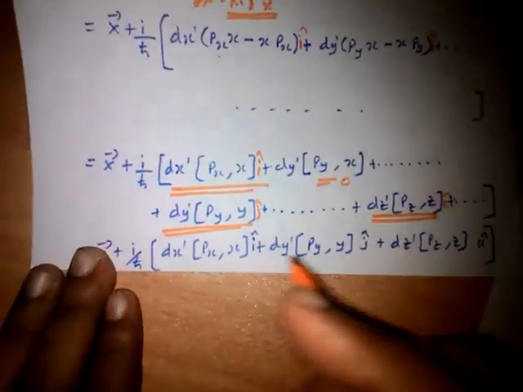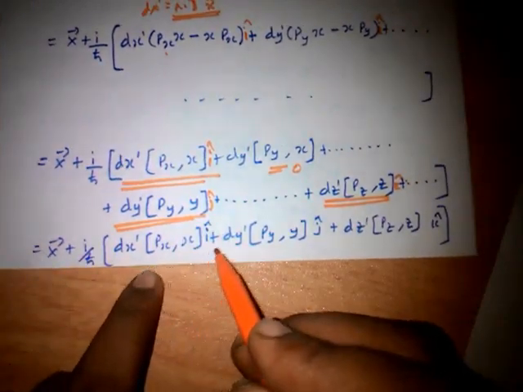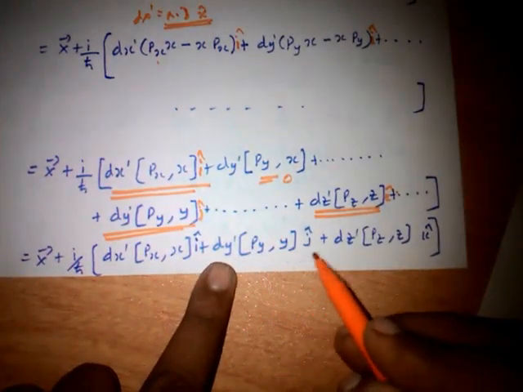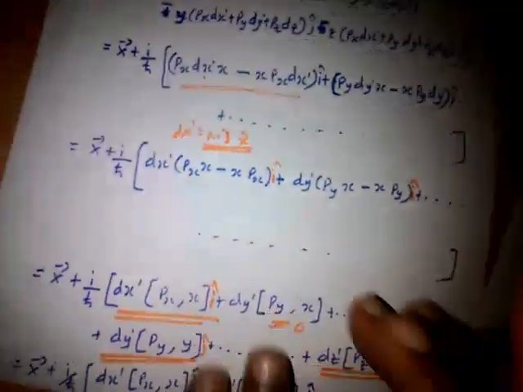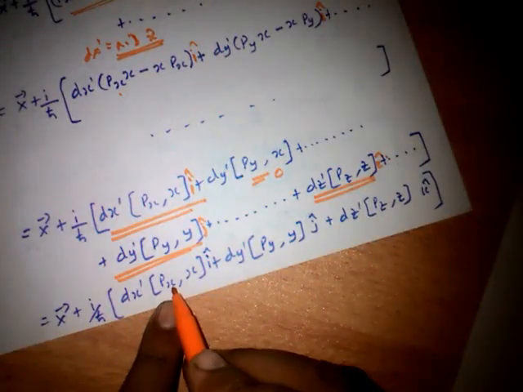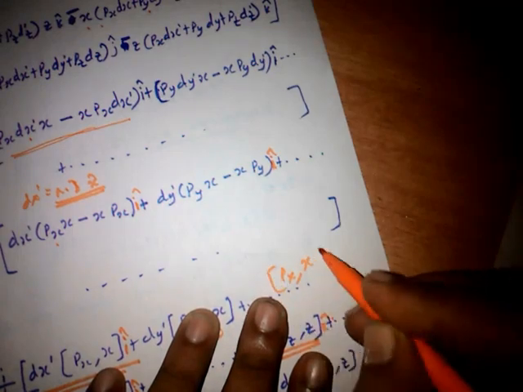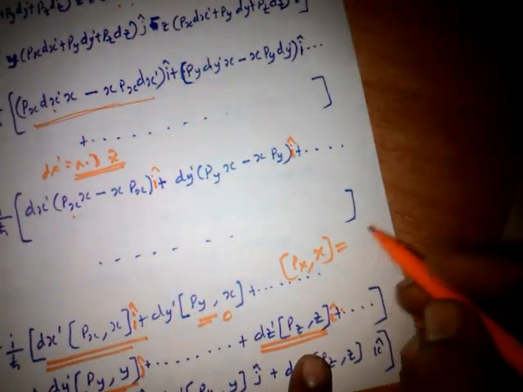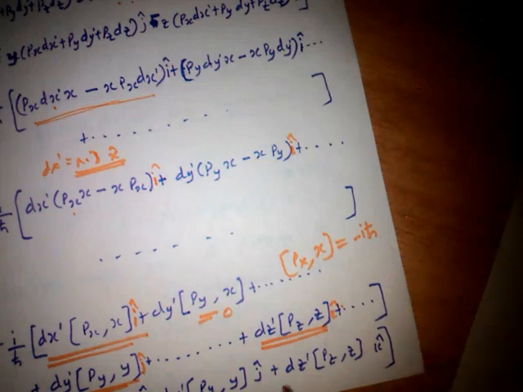So that is equal to x plus i over h cross dx dash pxx I cap plus dy pyy j cap plus dz pzz k cap. That is equal to x, commutator of x with pxx equal to minus i h cross, which we have learned earlier, and pyy also minus i h cross, pz also we will get i h cross.